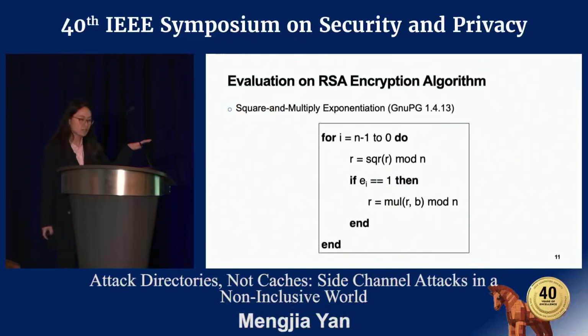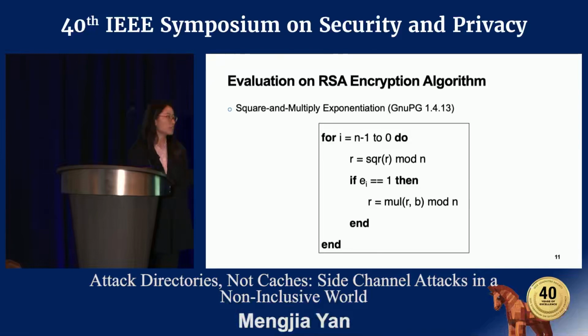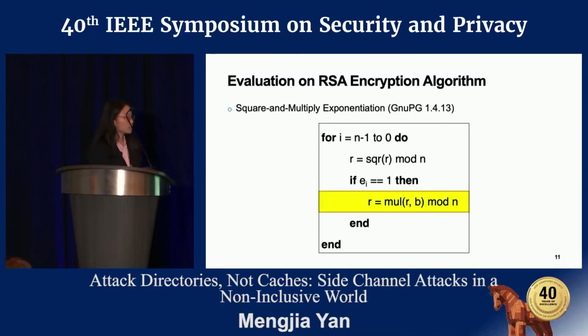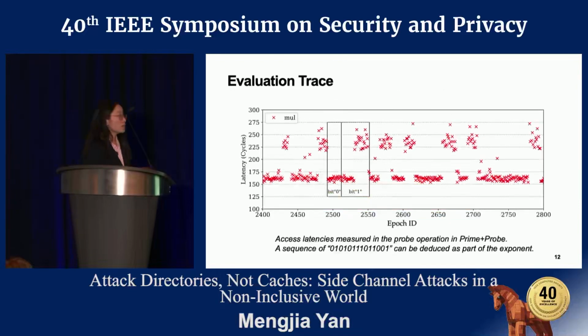I will use this very simple example. It's the square and multiply exponentiation computation, and it's not really interesting, but it's widely understood and easy to explain. In this particular example, the loop iterates over each key bit, and it performs a square mod operation each iteration. And if the corresponding bit is 1, it will further perform a multiply operation. And in this particular example, I use the multiply function as the target address, and we will use Prime+Probe to monitor it. And this is the trace we get.